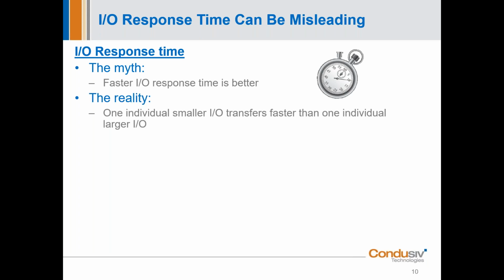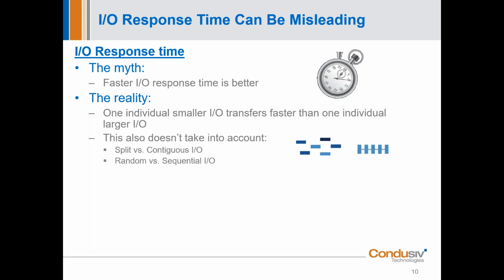The reality is that one individual smaller IO transfers faster than one individual larger IO, 4K IO or 64K IO. 4K is going to go faster than 64K. That doesn't mean it's better. It also doesn't take into account the fact that you have split versus contiguous IO or random versus sequential IO. These make a difference in throughput.